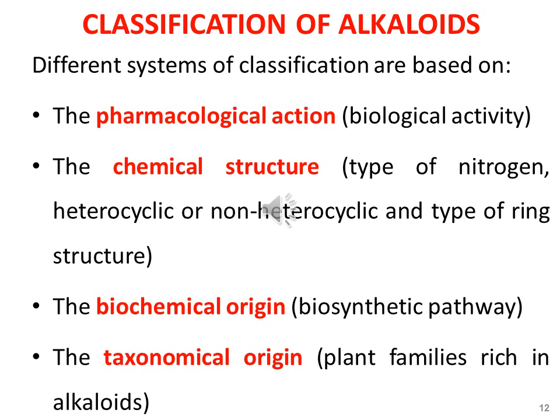Alkaloids are often classified on the basis of pharmacological action or biological activity, or they may also be classified on the basis of their chemical structure, or on the basis of their biochemical origin, or on the taxonomical origin. So people have classified the alkaloids on the basis of their pharmacological action, chemical structure, biochemical origin, and taxonomical origin.